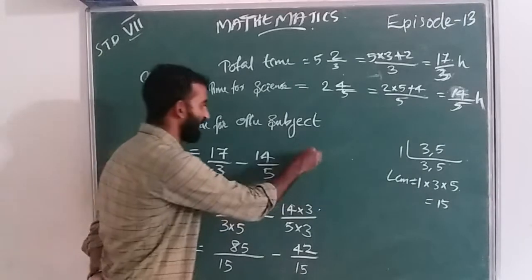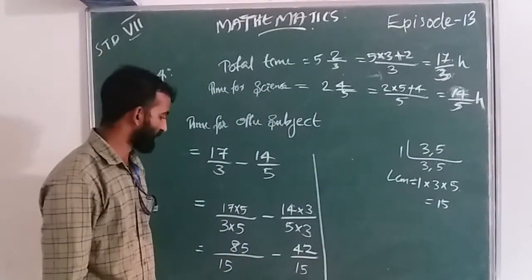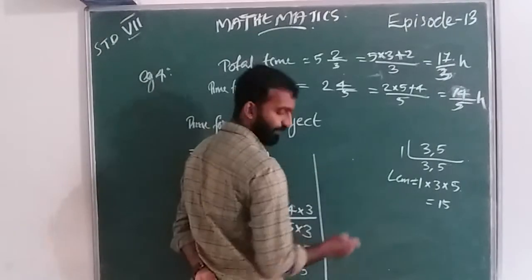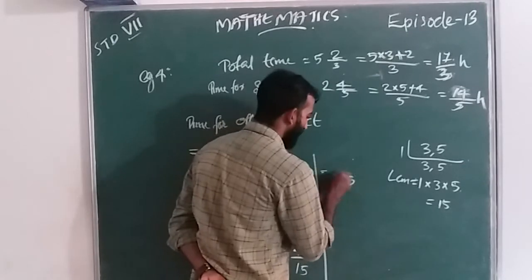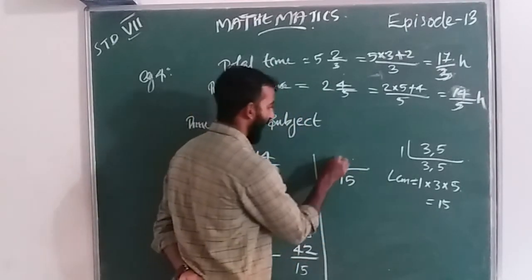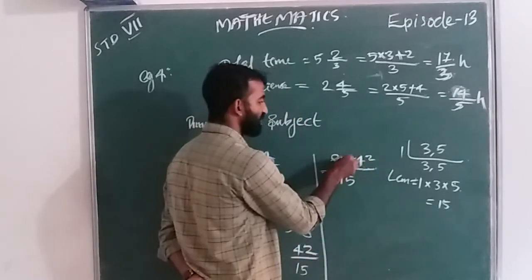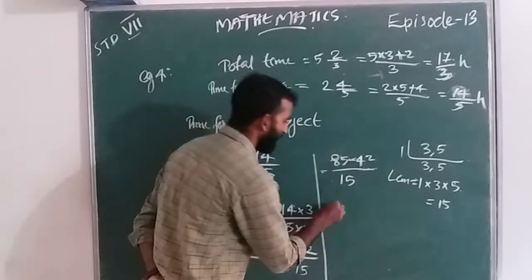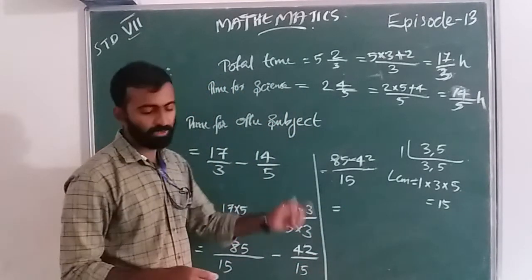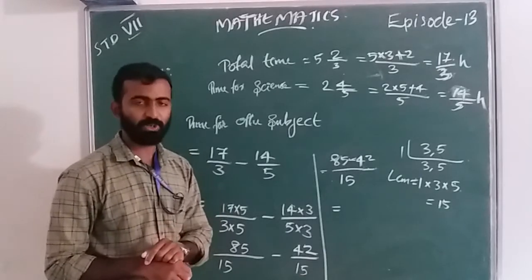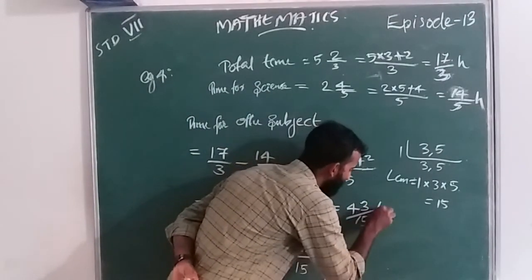What is the next step? Here the denominator is the same, so we can write 85 minus 42 upon 15. What is the answer? 43. Is it 43? That is 43 by 15.